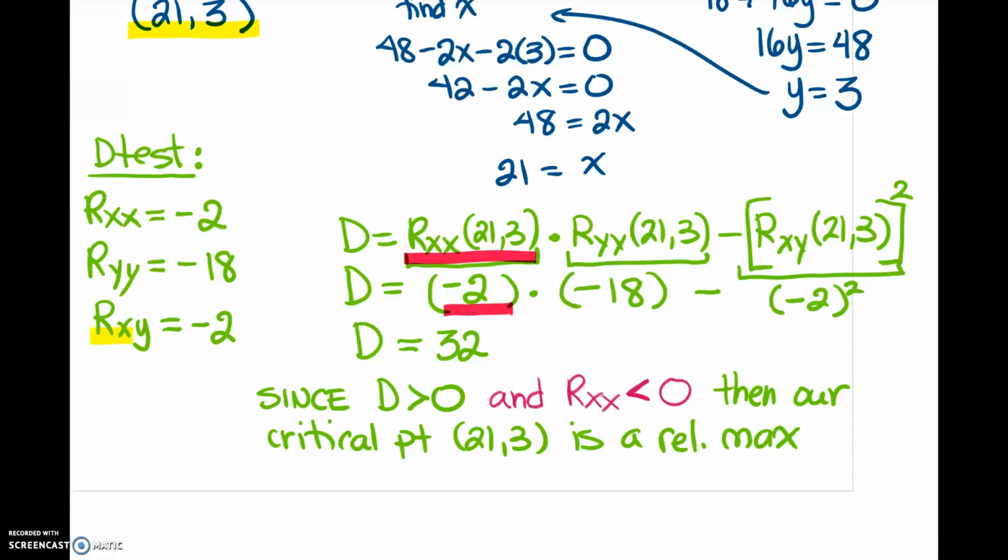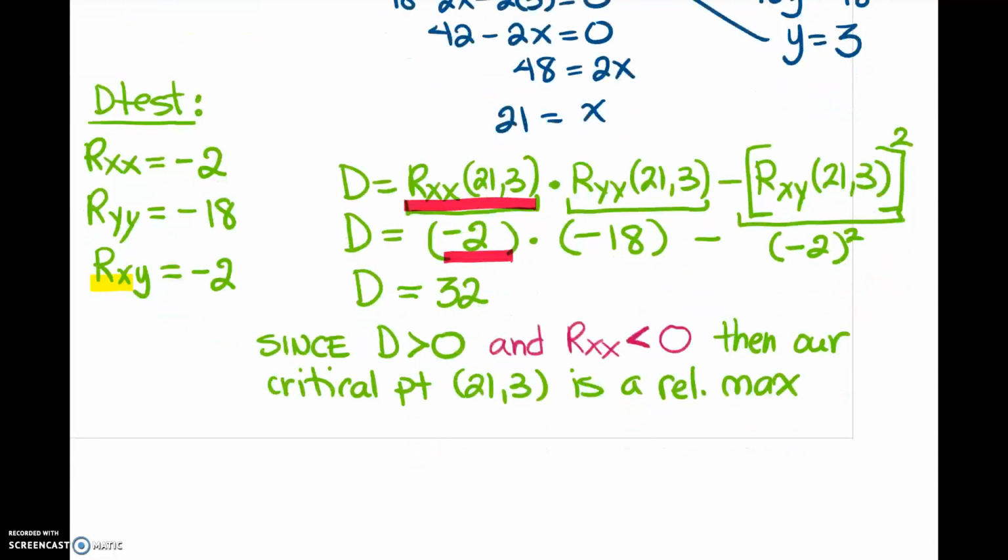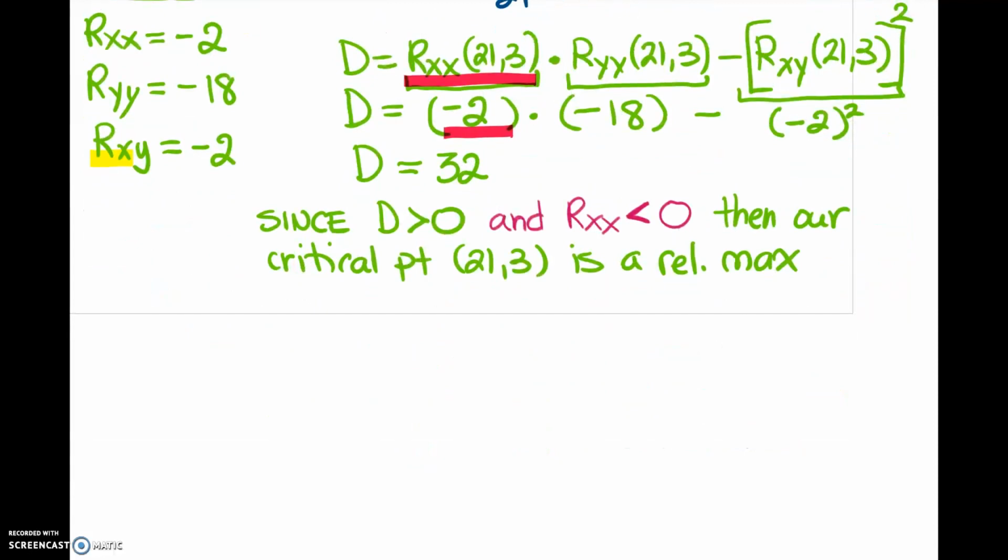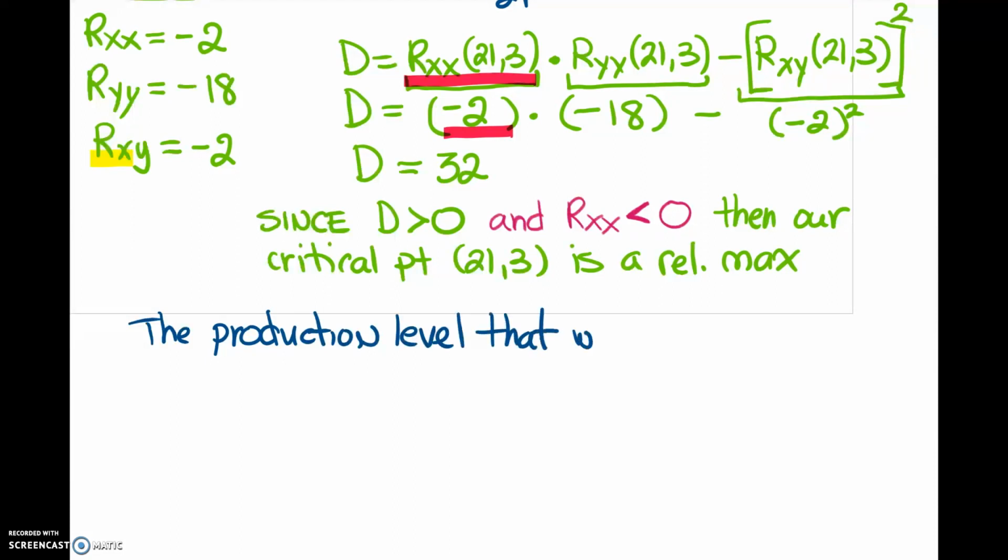So that (21, 3) is the production level that's going to give our revenue a maximum. I pretty much just have to word this. Going back and looking at the original problem, you'll notice that it said that x was in millions and y is in millions. So when I write this answer out, be sure to include that. So here goes. The production level that will maximize profit. Oh, I'm sorry, maximize revenue.